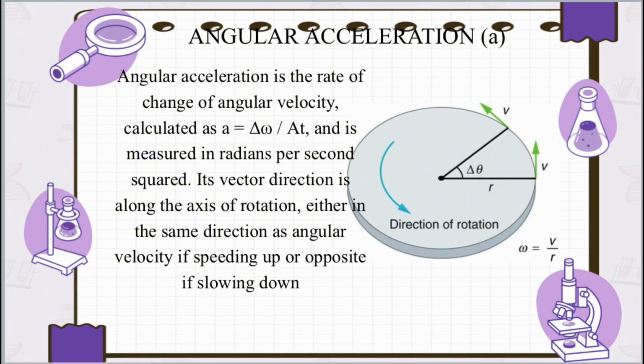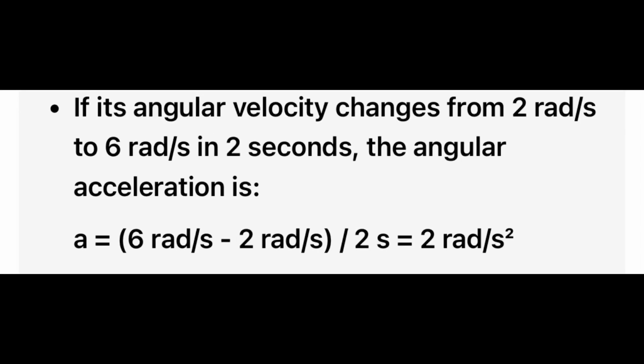So here's an example. If its angular velocity changes from 2 rad per second to 6 rad per second in 2 seconds, the angular acceleration is: alpha equals 6 rad per second minus 2 rad per second over 2 seconds, which is equal to 2 rad per second squared. This means the top's rotation speed increases by 2 radians per second every second.